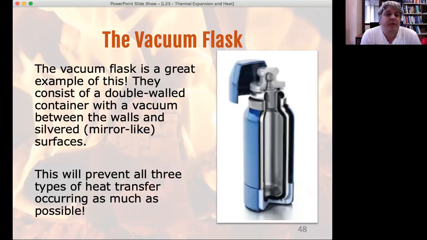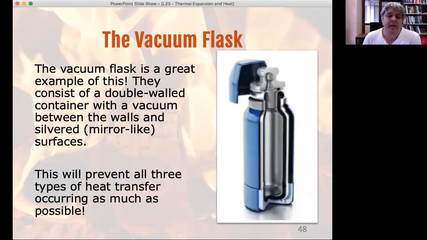The vacuum flask is actually a great example of these three methods of heat transfer and how we can combat them. Because what they have is a vacuum space. Now, I said in a previous lesson that vacuums are very hard to create, and that is true, but it doesn't even need to be a perfect vacuum. Just a partial vacuum is actually going to be pretty good because a partial vacuum will severely limit the amount of matter that's in there to conduct and convect that energy across.